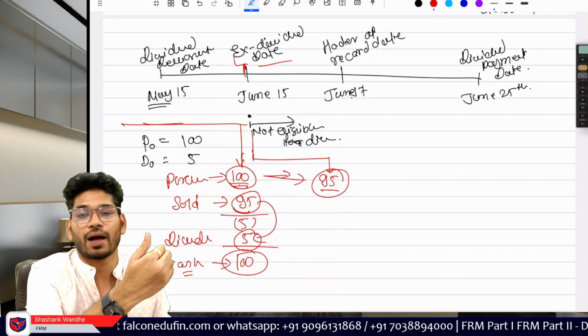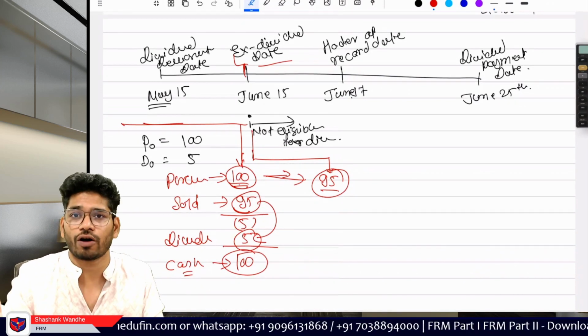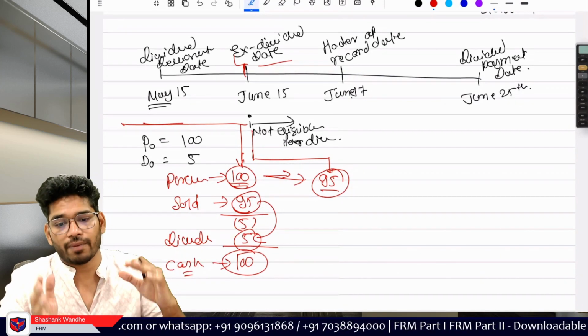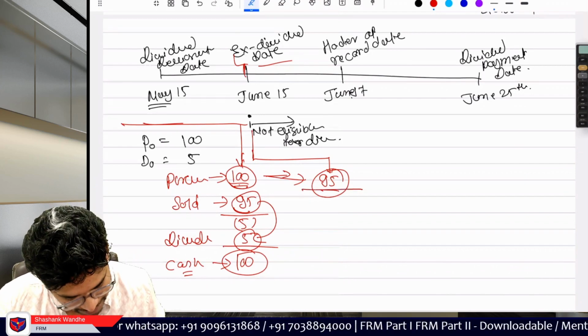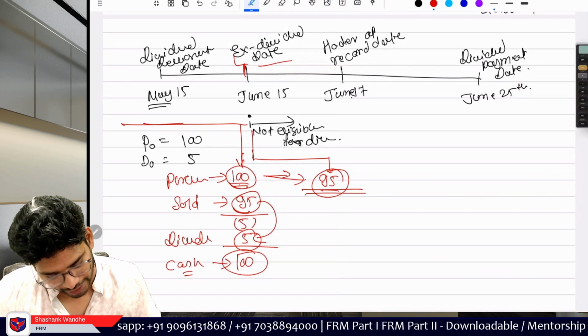If the company makes a cash payment, cash is going out of the company, and because cash is going out of the company, the share price will decline. So this is the share price decline. Nothing is wrong here, right?